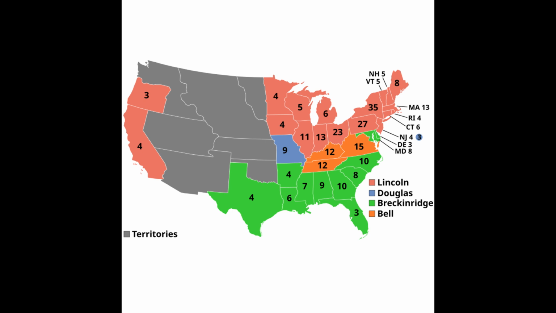Breckinridge received very little support in the free states, showing some strength in only California, Oregon, Pennsylvania, and Connecticut. They probably just liked his name.